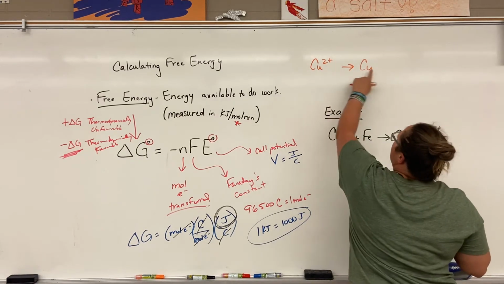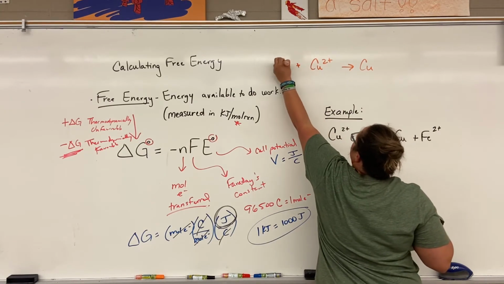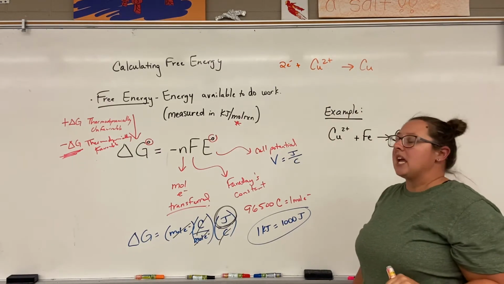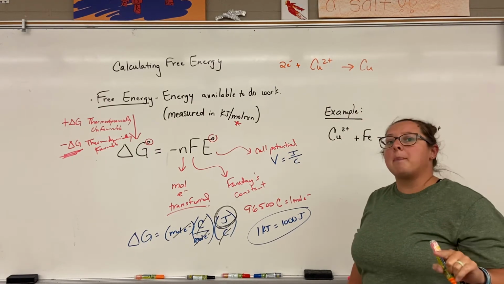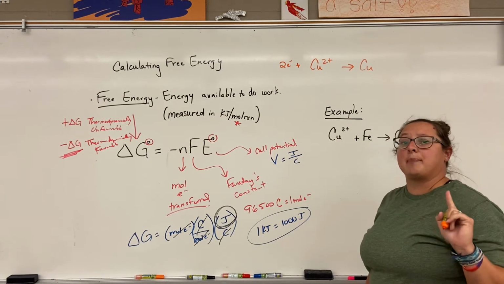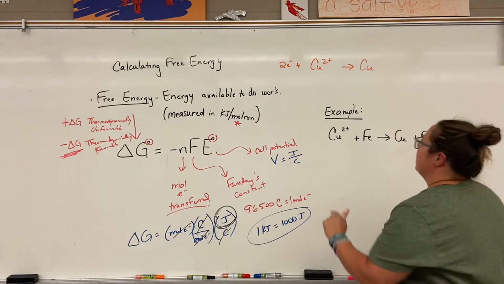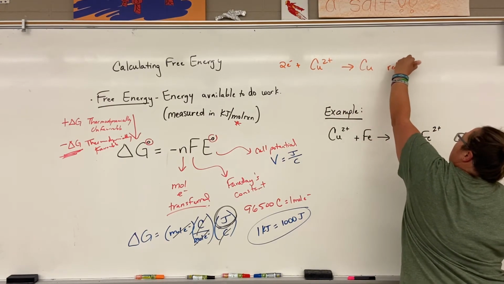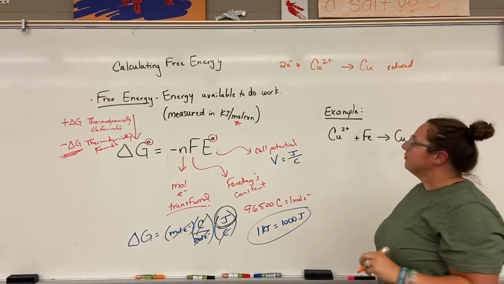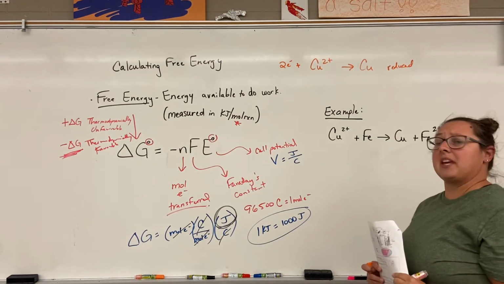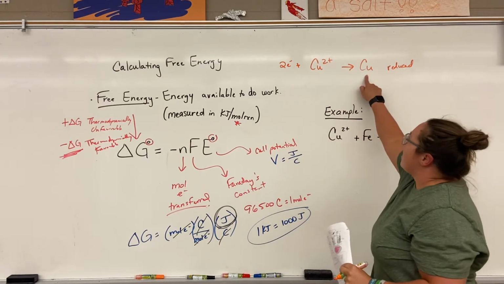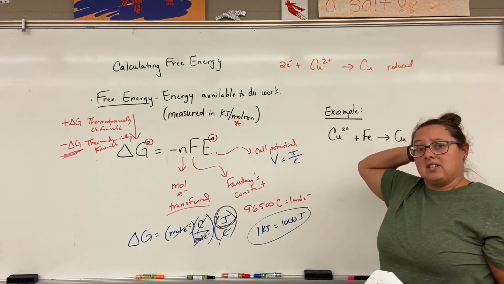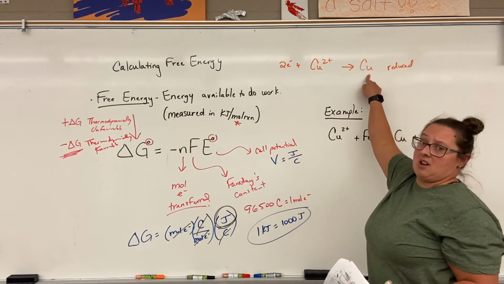So I have 2 electrons, and that's going to go on this side in order to balance out my charges to make it equal. Now, what is happening to the copper? Is the copper reduced or is the copper oxidized? The copper is reduced because it's going from a 2+ to a 0 charge. Now, we also have to look up on our standard reduction potential chart what that value is for the Cu2+ going to the copper solid.